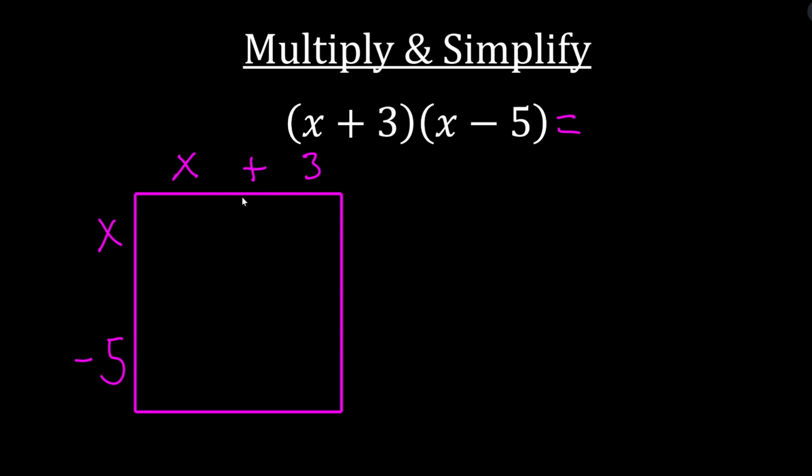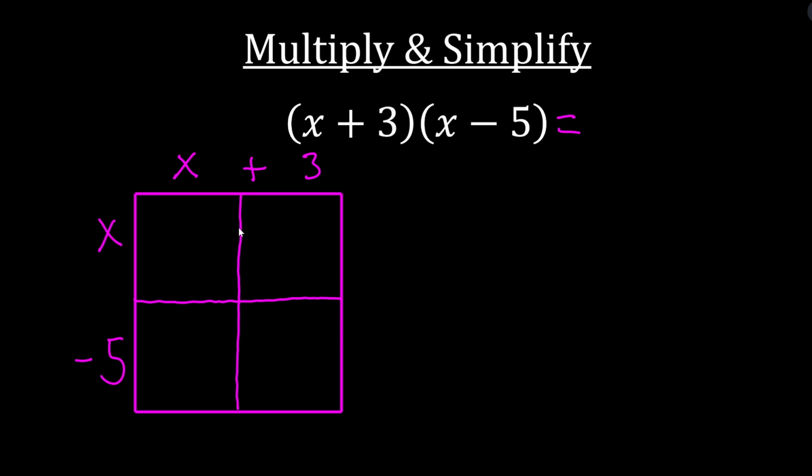Second key idea here is that the area of this larger rectangle is equal to the sum of the areas of these four smaller rectangles, where this is an x by x rectangle. So technically this is a square. They all kind of look like squares, but they're not. I'm just drawing them that way. So this is an x by x rectangle. This is a -5 by x rectangle, and so on. So the area of this entire rectangle is equal to the sum of these four areas. Visually you can see that. That should make sense.